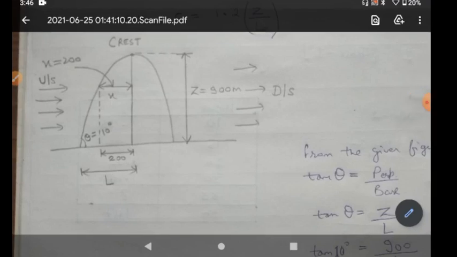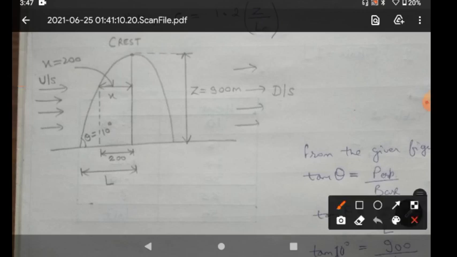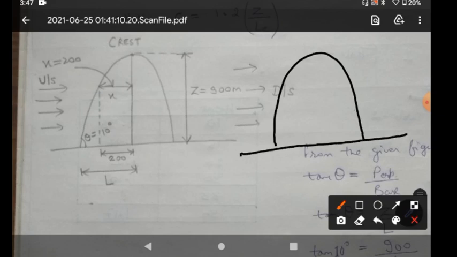According to the values given in the question, I have prepared a diagram. Here you can see that I have made a hill like this, and this is the surface. Let me just show you the question one more time.